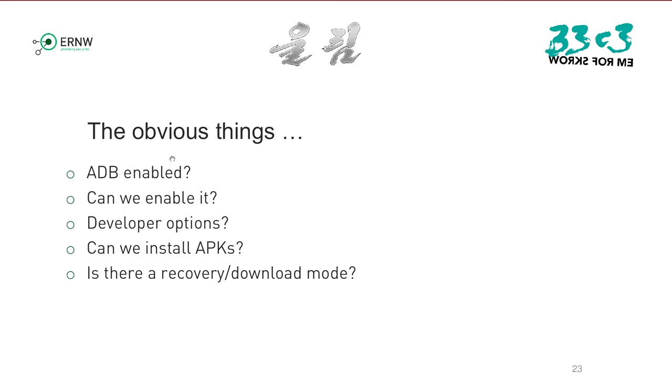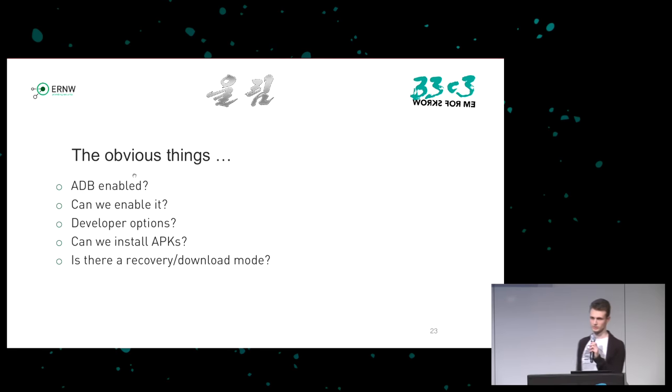At first, we tried the obvious things. Is there ADB enabled? No, it wasn't. Can we enable it? No, we couldn't. Are there the developer options? You know them. You press five times the build number of Android, and then boom, you're a developer, and you can do advanced configuration. No, they also disabled that. Can we install arbitrary APK files? No, Florian already showed that to you. If you try to install any APK file, like a terminal emulator that would help us executing arbitrary code, that didn't work. You need to have a signed APK.